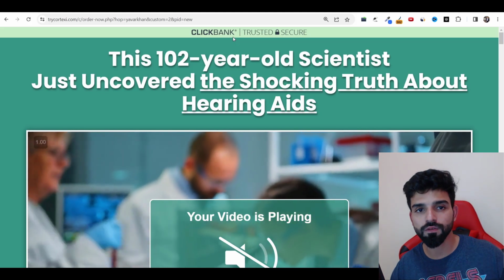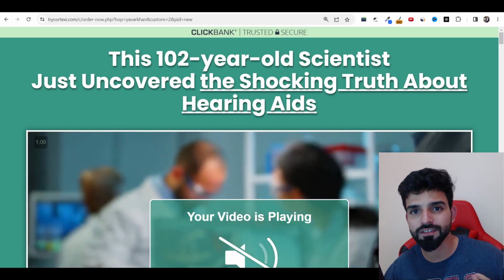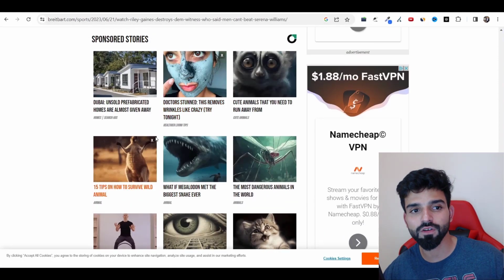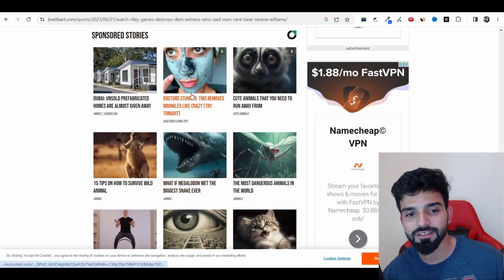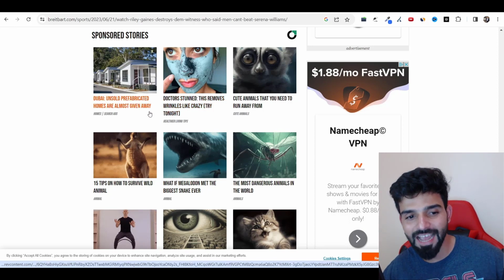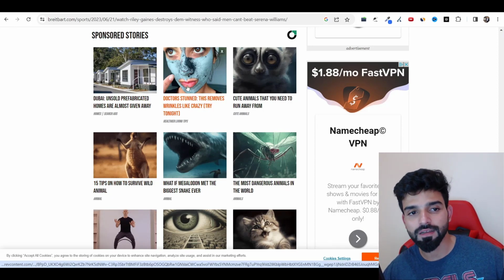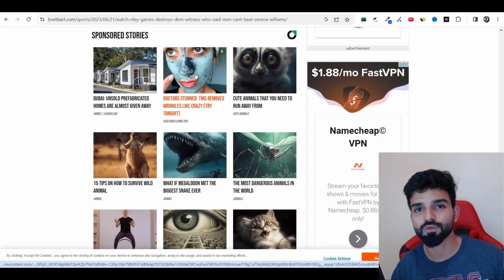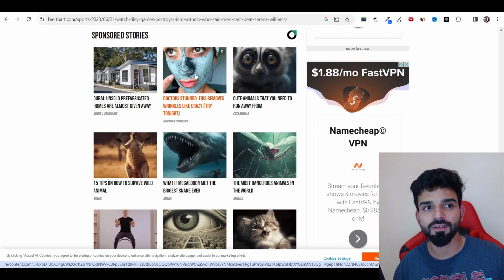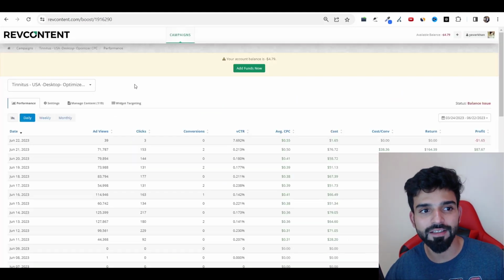So the first thing I did was I went to all of these news articles. As you could see on my screen, people are still promoting this article, but there are some others as well. So I went to 2-3 of these websites. I saw that people were promoting these ads. I copied their headlines. I copied the image and I made my own images and headline as well. So that's really important.